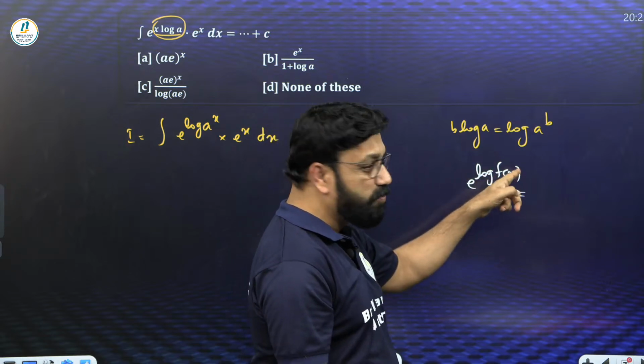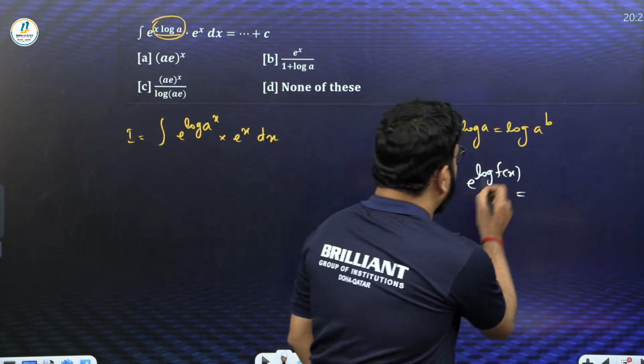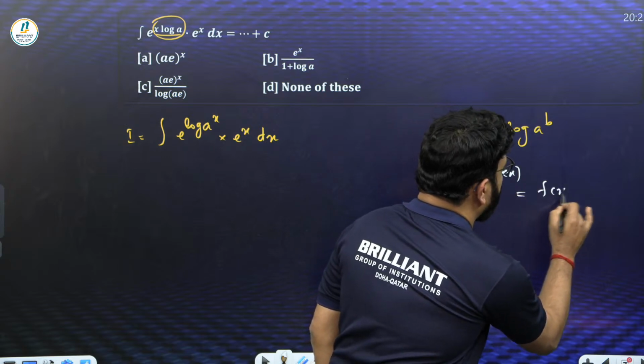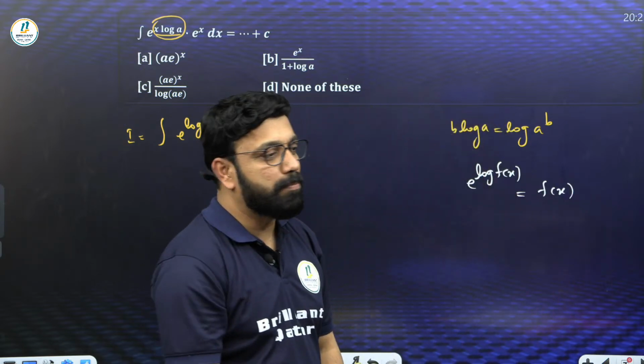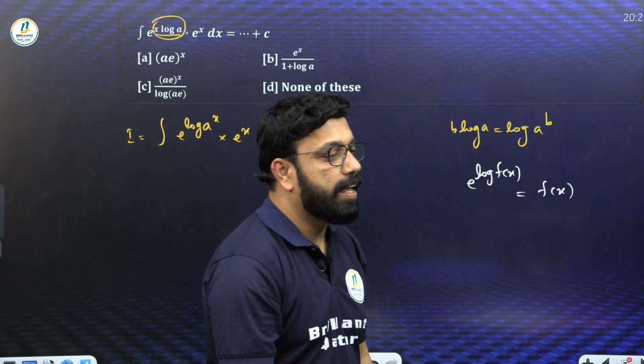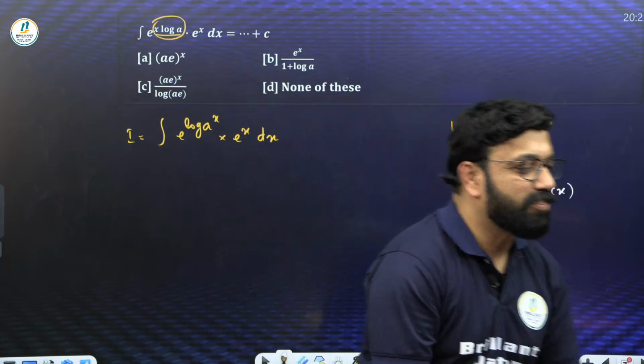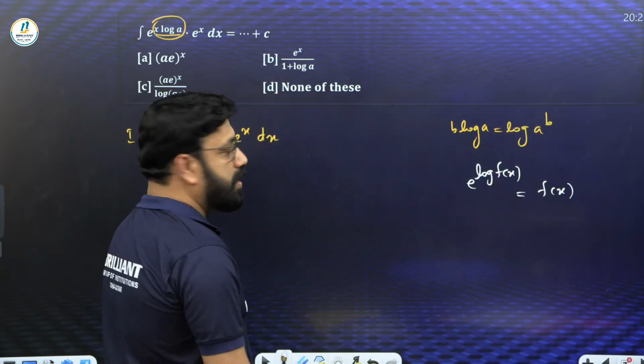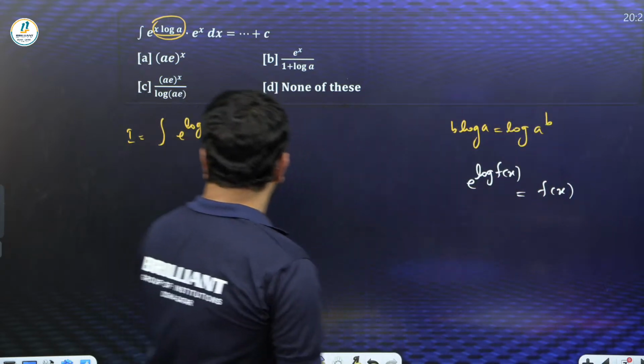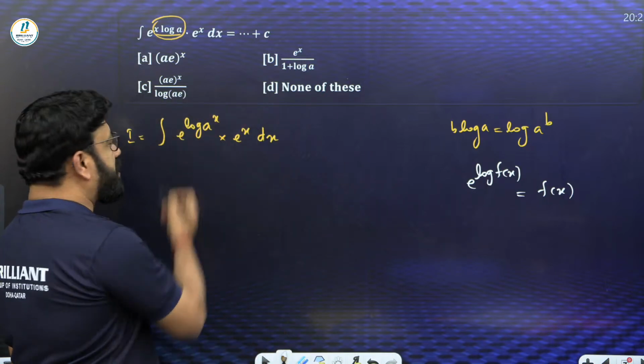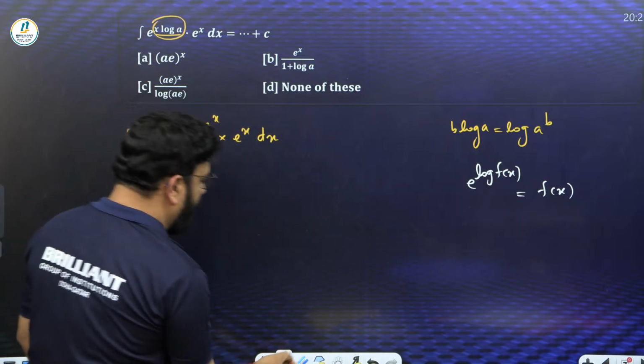E raised to log of f of x, you learned that one. So what is e raised to log of f of x? F of x itself; e and log will be removed. Then we'll get f of x only. So here, what is e raised to log of a raised to x? E and log will be removed.